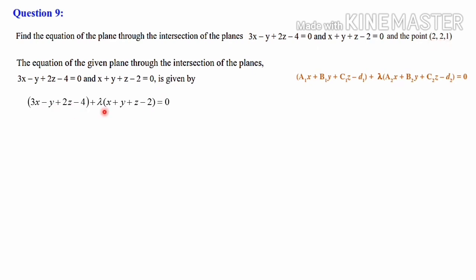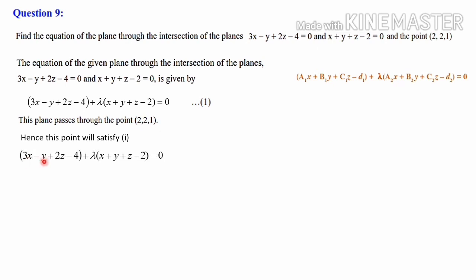This means the required plane is passing through the point 2, 2, 1, so this point will satisfy this equation. Satisfy in the sense that when you replace x, y and z and put 2, 2, 1, we will get the value 0. Let's write this as equation number 1. This plane passes through the point 2, 2, 1, therefore this point will satisfy equation number 1. So let's substitute these points into equation number 1.